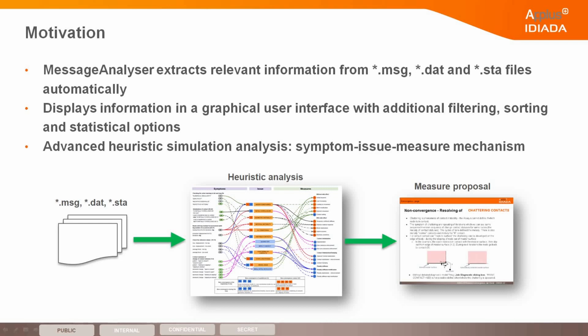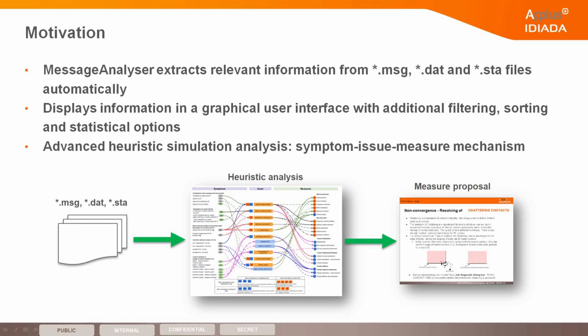Message Analyzer processes and analyzes these files, extracts all the relevant pieces of information and provides them to the user in a graphical user interface where we can easily check all the reported model entities, use filtering, sorting, or check the number of occurrences of these entities in the report, etc.